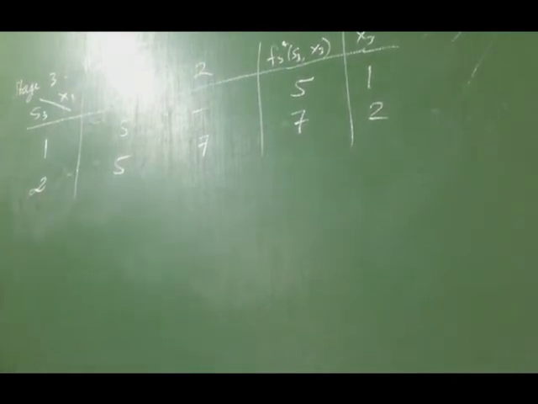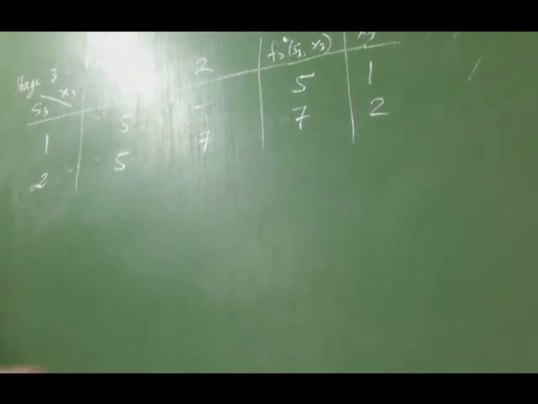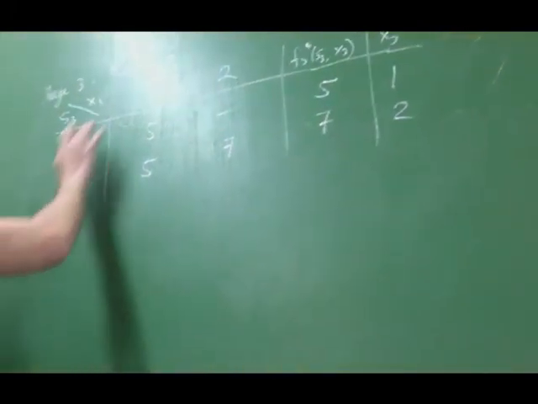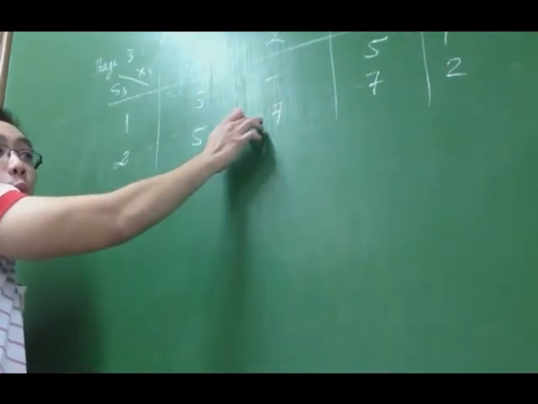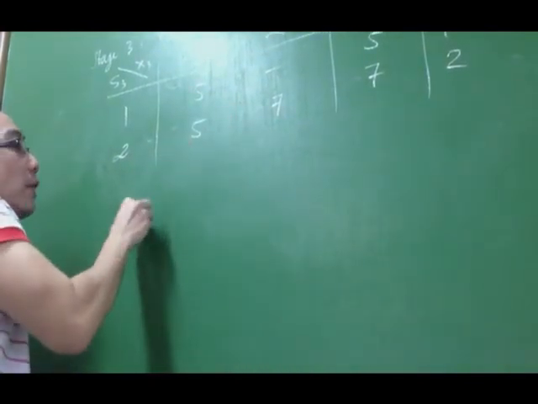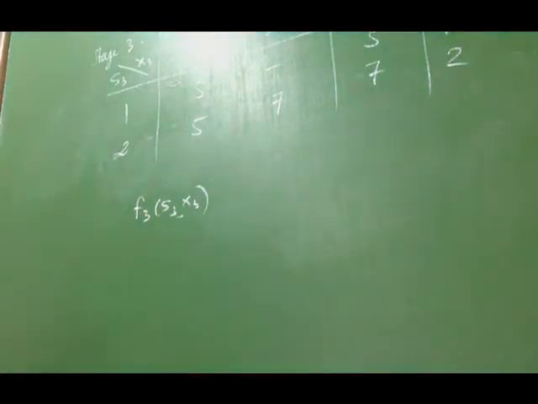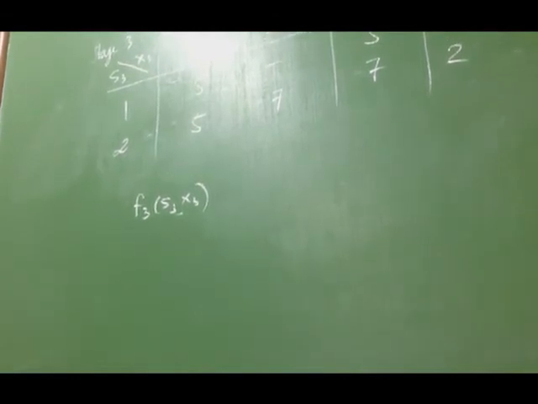We are now to formulate the functions. Okay, o Ryan, kailangan natin mag-formulate. Sabi natin, for every pair ng state and decision, there is a reward. How did we get these reward values? Okay, so F3, S3, X3. Okay, how did we get the 5, 5, 7? Obviously, hindi tayo nag-compute. We just took the value from the table.